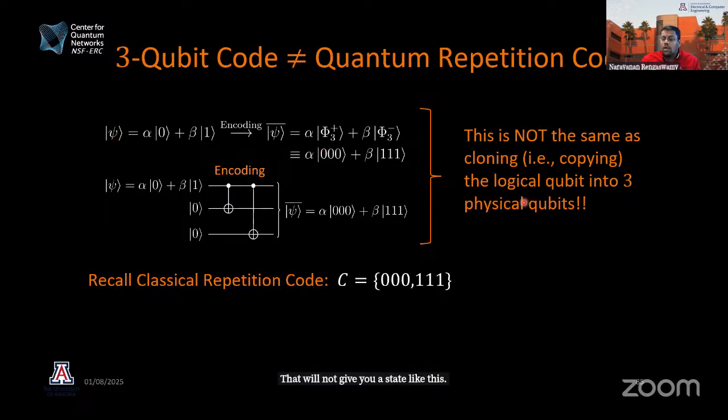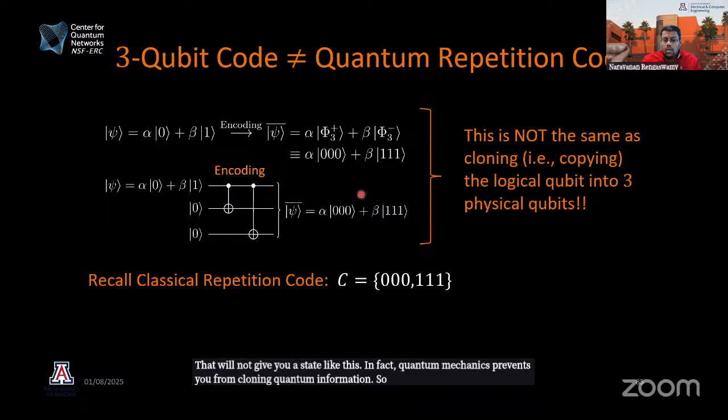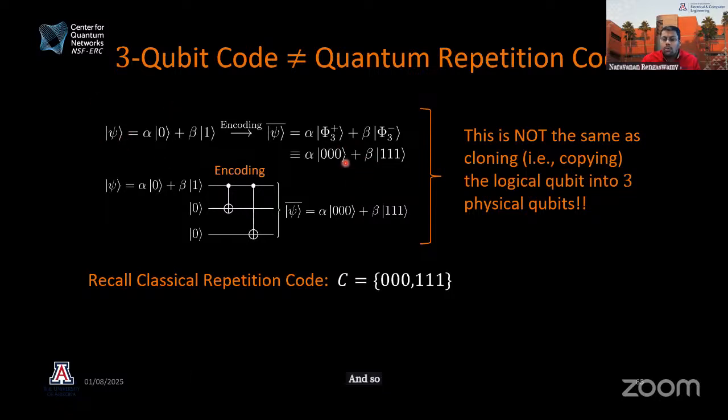In fact, quantum mechanics prevents you from cloning quantum information. So you could not clone an arbitrary quantum state. And so this so-called quantum repetition code is not really a repetition code, but it is closely related with the classical repetition code.